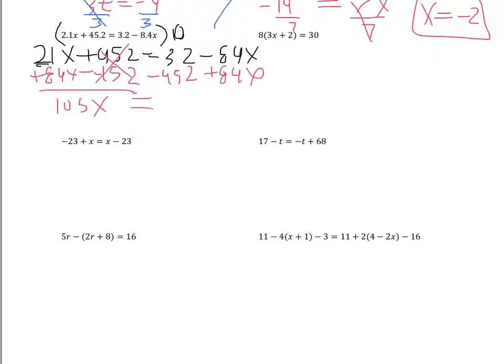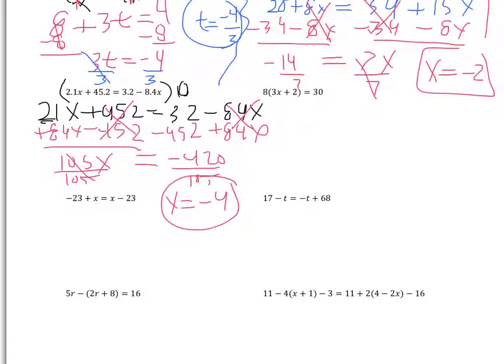452 cancels. Over here, if we have 32 minus 452, that's going to be negative 420. And our x's cancel there. So finally, divide by 105. We're dividing to get rid of that, because 105x is 105 times x. So we divide that by 105, and we get x equals negative 4. So we can get rid of the fractions, as we saw up here, by multiplying through by the lowest common denominator. We can get rid of the decimals by multiplying by 10.